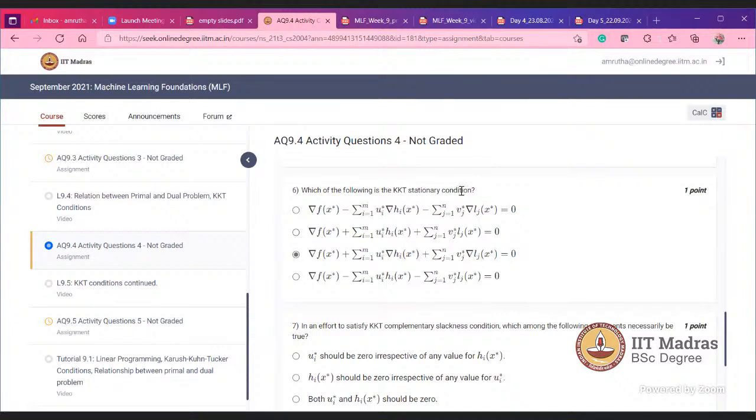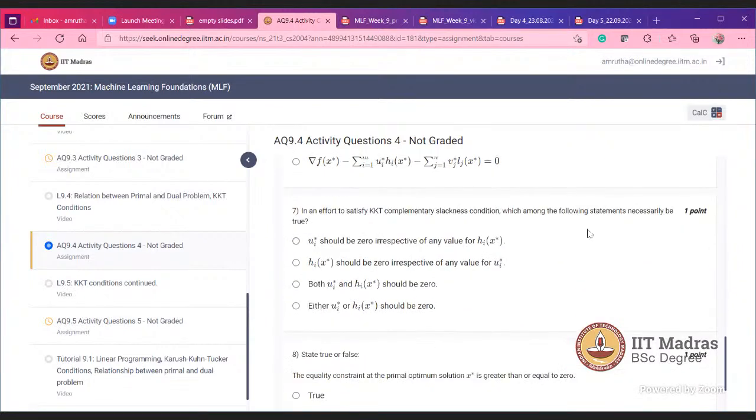For the stationarity condition, we take the first order partial derivatives. Like in a simple case, when we try to find the minimum of a function, we take the first derivative and equate it to 0. The same condition we have for the stationarity condition.